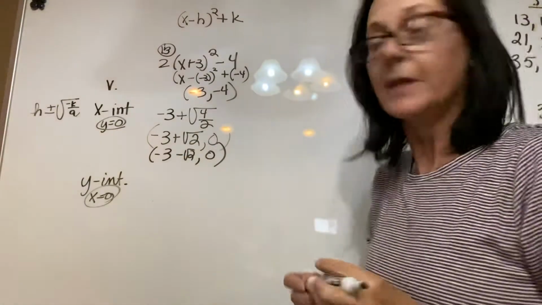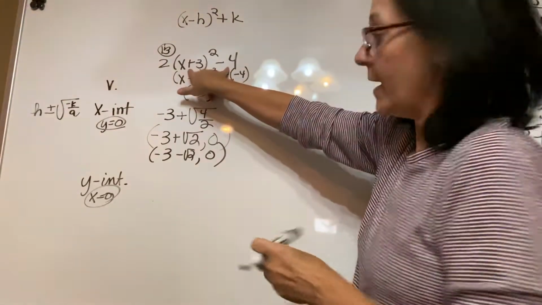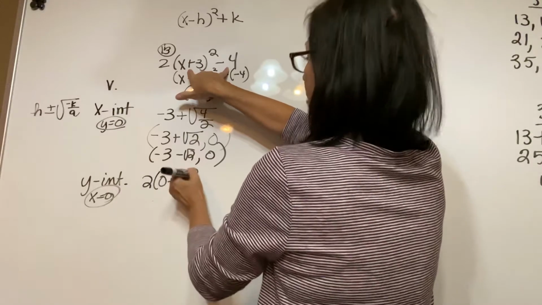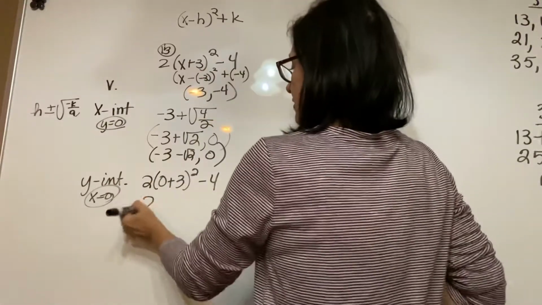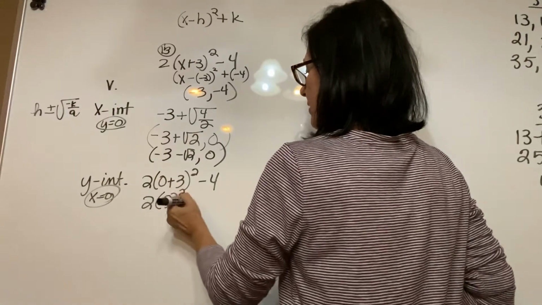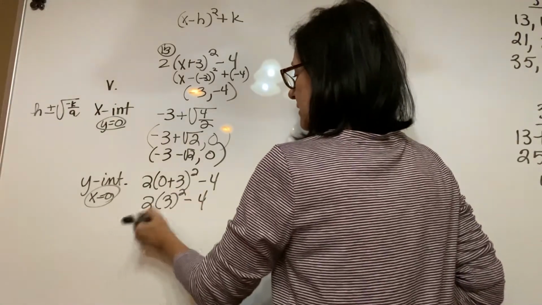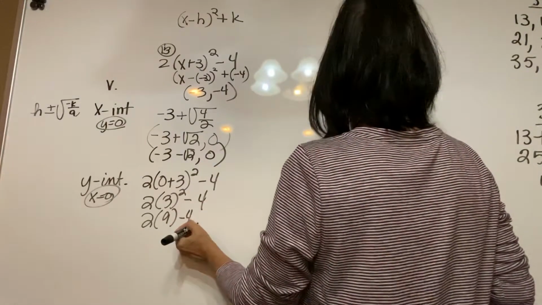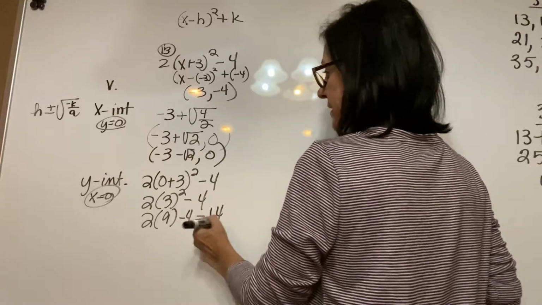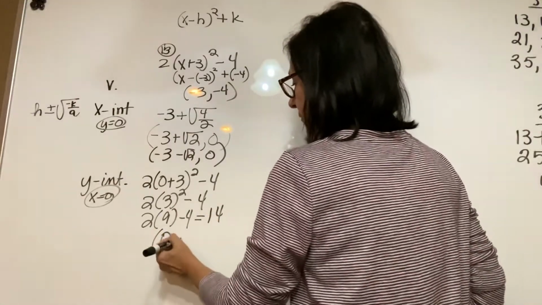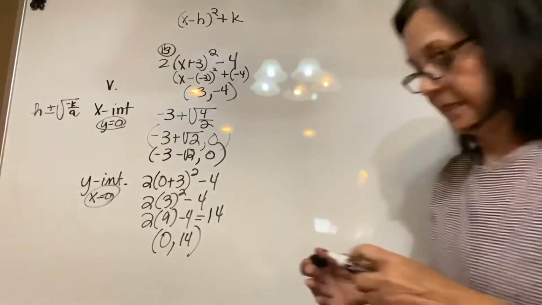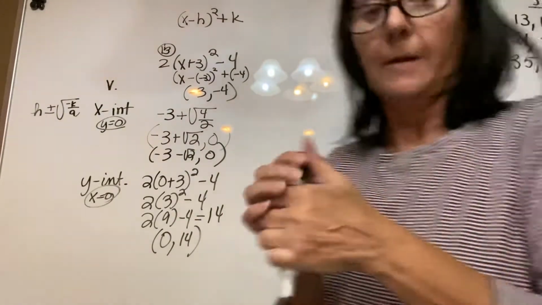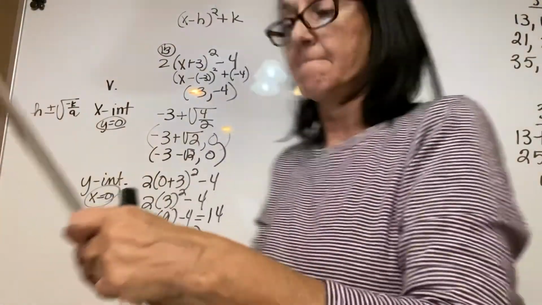Our y-intercept is when x equals 0. So in this equation, I'm plugging in 0 for x, and I'm just solving for y. So that's 2 times 3 squared minus 4. That's 2 times 9 minus 4. That's 18 minus 4, which is 14. So the coordinate point for the y-intercept would be 0, 14. That's 13. I thought I'd leave these on the board so that we can see all of them together.